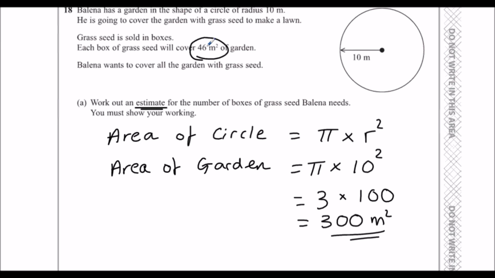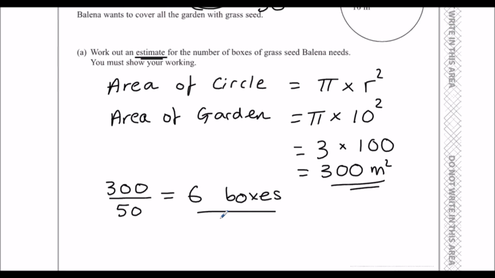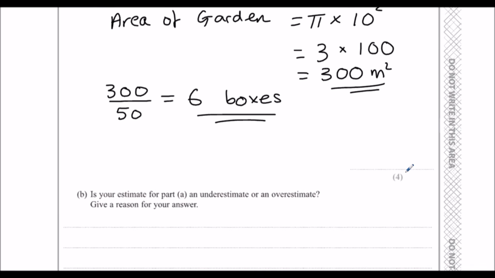Let's round it to the nearest 10, which will be 50. So 50 meters squared. So how many boxes do we need? 300 divided by 50. How many 50s go into 300? So 6 boxes. We'll need 6 boxes that cover 50 meters squared each to cover the whole 300 meters squared. So 6.